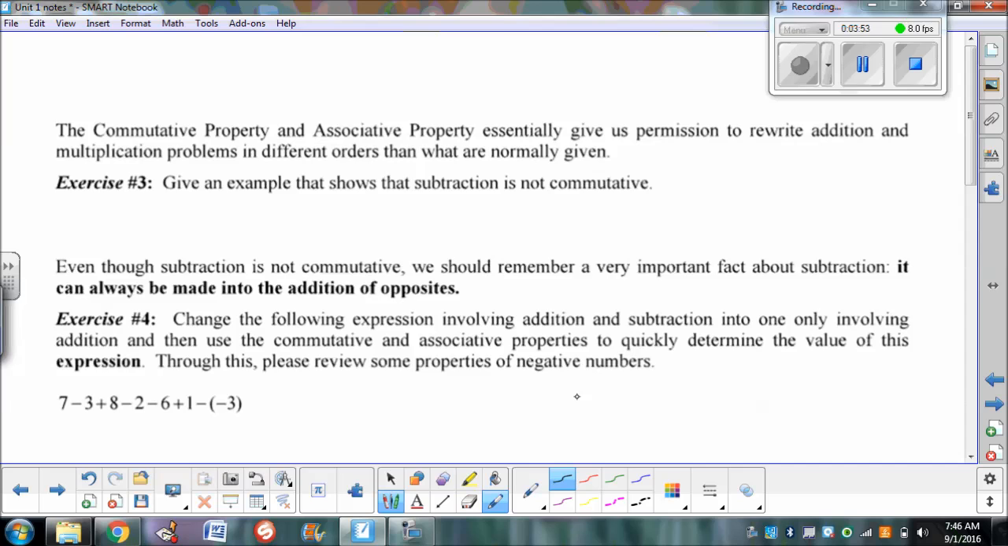So when we flip the page, it says the commutative property and associative property essentially give us permission to rewrite addition and multiplication problems in different orders, and still get the same answer. So it says, give an example that shows that subtraction is not commutative. Subtraction is not commutative. So I'd like you to go ahead and do that one and bring it to class done.